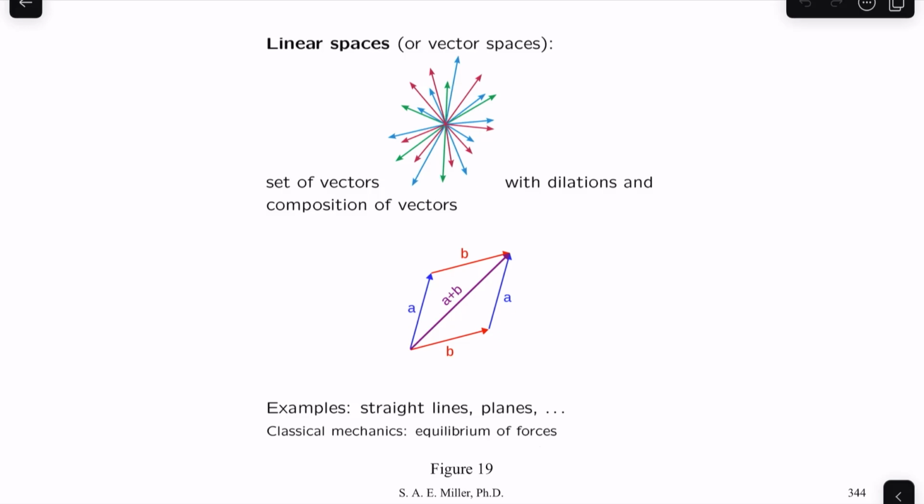For example, the linear space or vector space is a set of vectors, and it might have dilatational properties. And it might also contain the operations of composition of vectors. For example, A and B, or B and A, gives A plus B. Straight lines, planes, all these are classical operations in mechanics, which we'll look at.